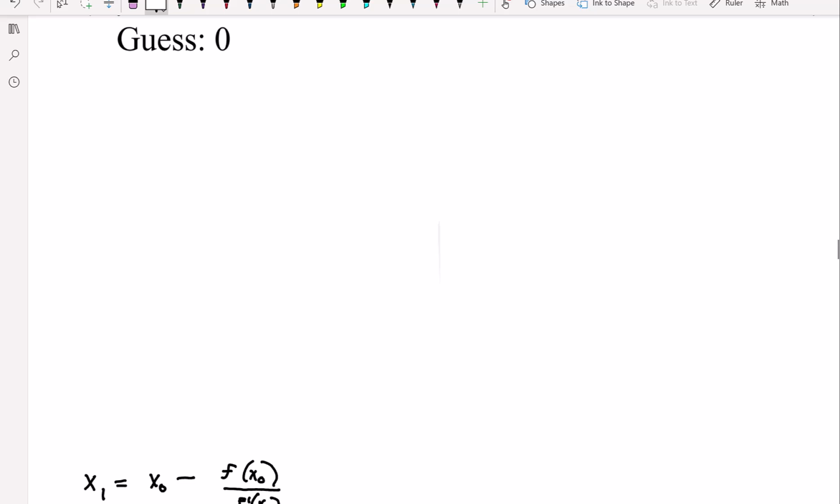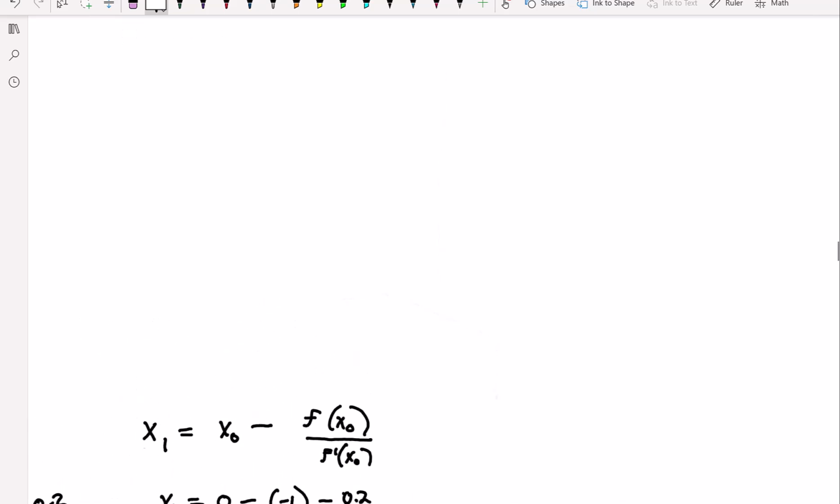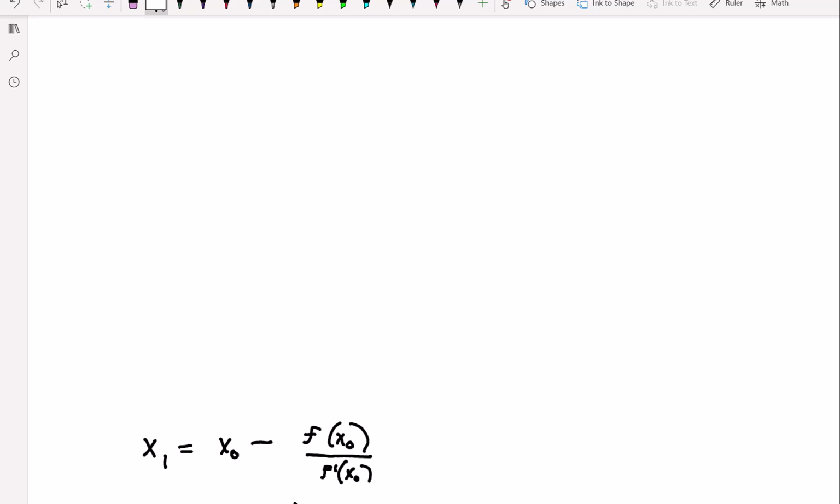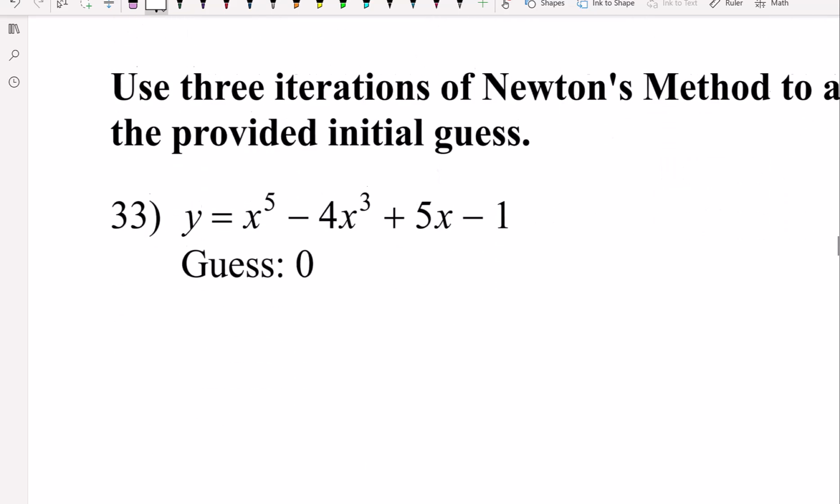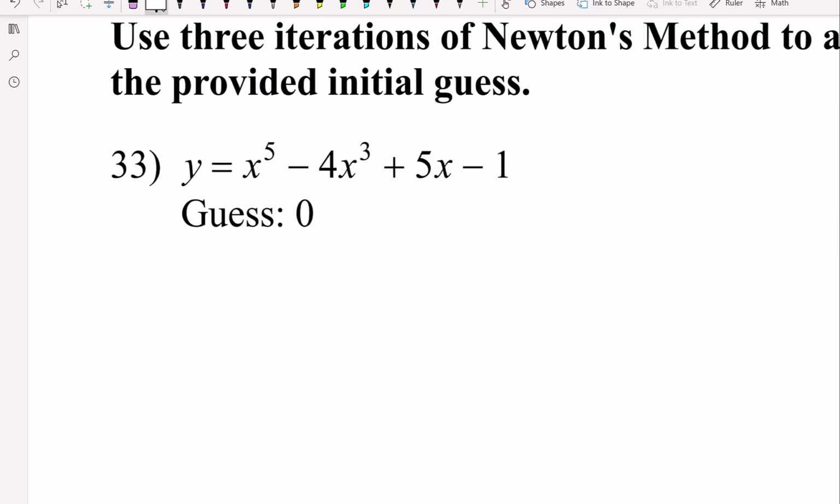I pre-wrote it down here. So that's the formula right there. So the new guess is equal to the x naught subtract the original function divided by the derivative function with the x naught put in the function. So x1 is equal to x naught minus f of x naught divided by f prime of x naught.